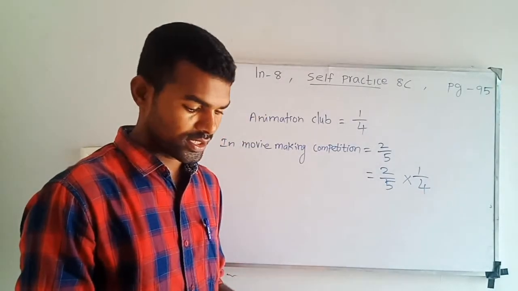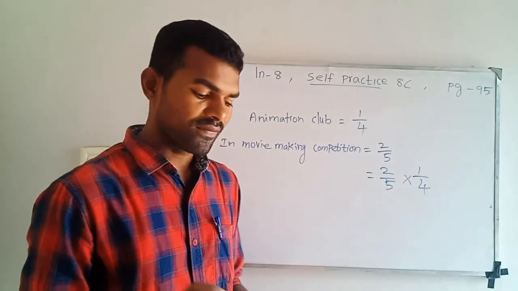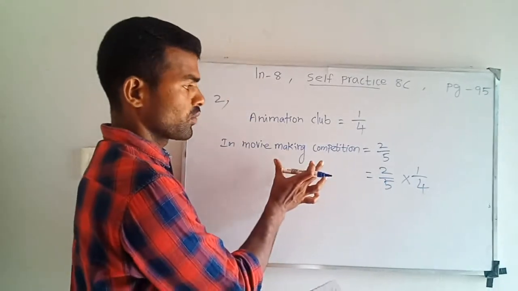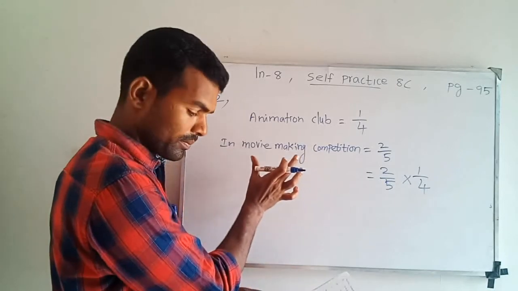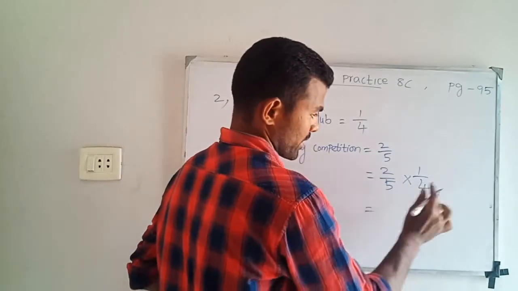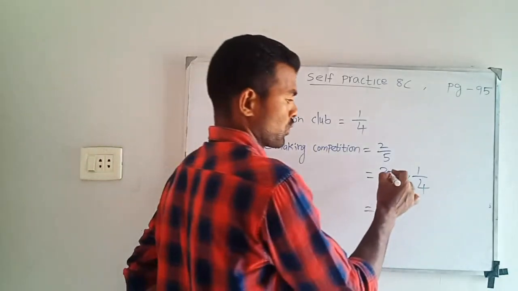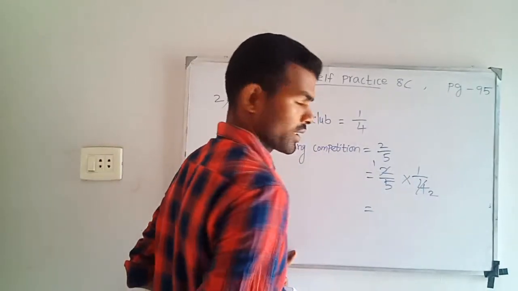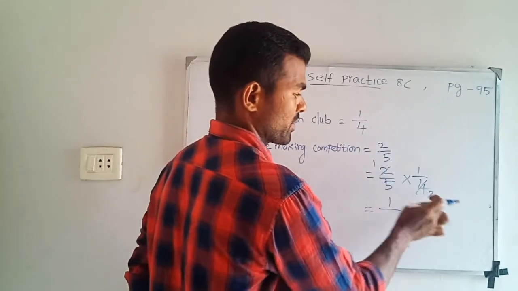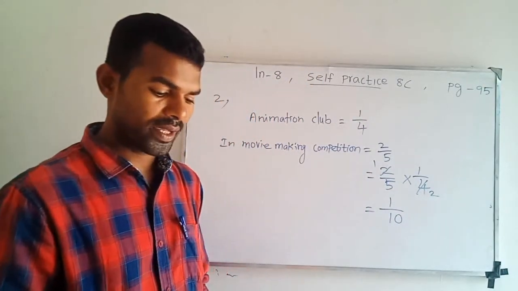Next, they are asking what fraction of the class is taking part in the competition. So in the movie making competition, what is the fraction? Listen. See the common factor of 2 and 4. The common factor is 2. 1 times 2, 2 times 2. Now multiply the numerators: 1 multiply 1 is 1. Multiply the denominators: 5 multiply 2 is 10. So the answer is 1 by 10.